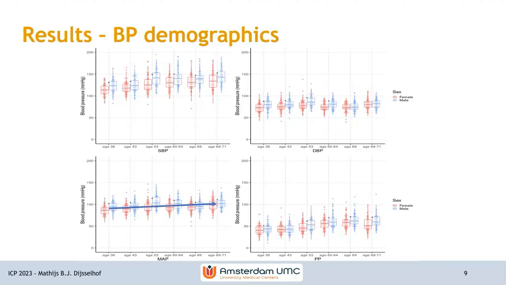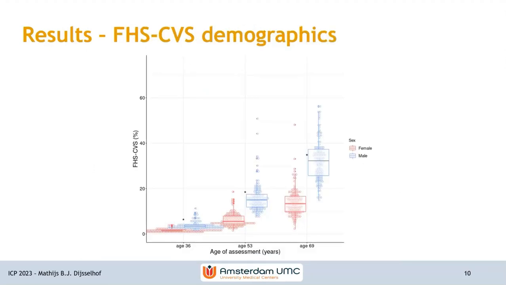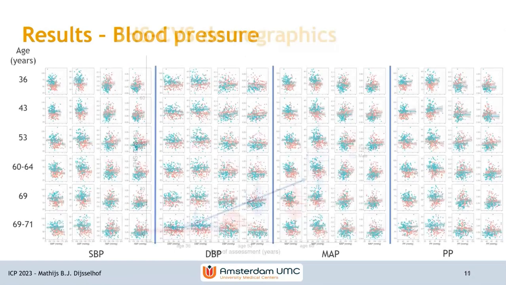Looking at the mean arterial pressure, of course a composite of systolic and diastolic blood pressure, also a slight increase. And when we go to pulse pressure, the difference between systolic and diastolic blood pressure, again a slight increase, and only at age 43 there wasn't a difference between the sexes. And lastly, looking at the Framingham risk score, of course an increase over age as well. This is incorporated in the score, so not really something that is surprising, but it is what we found.